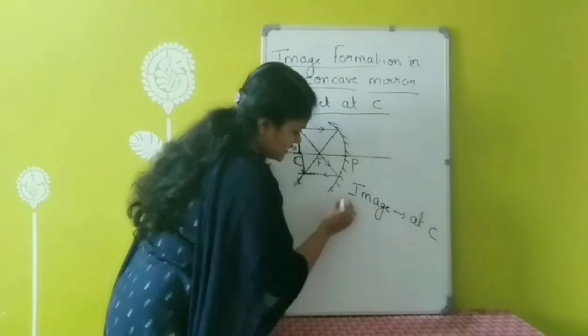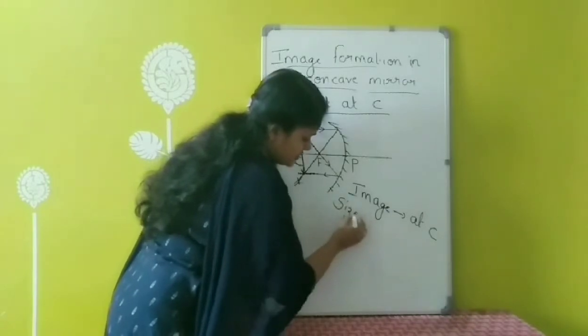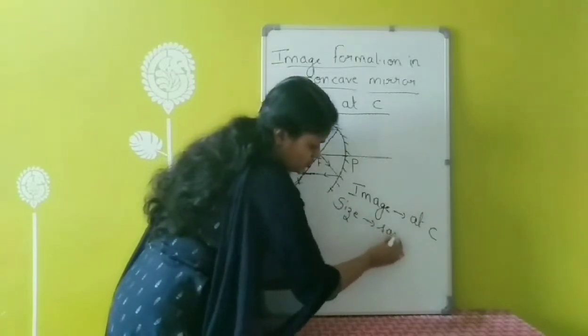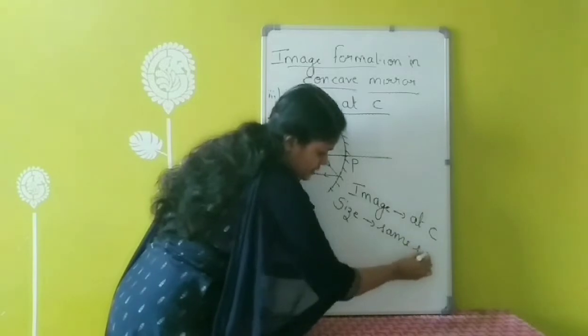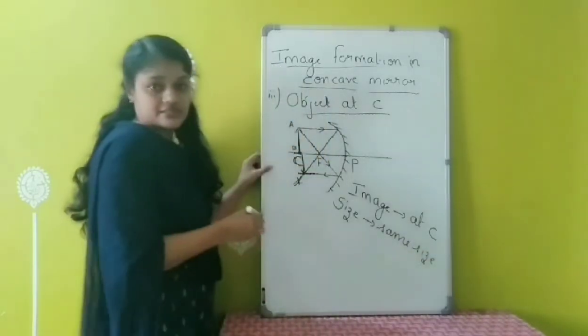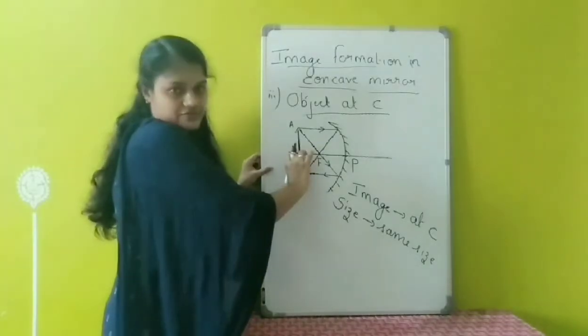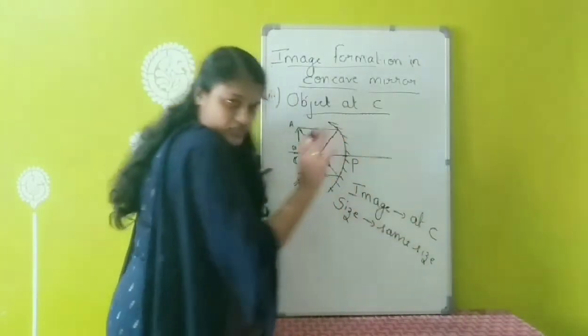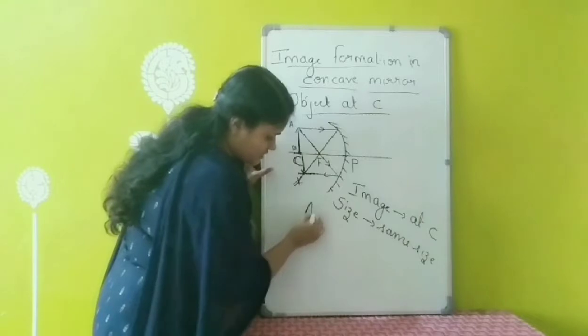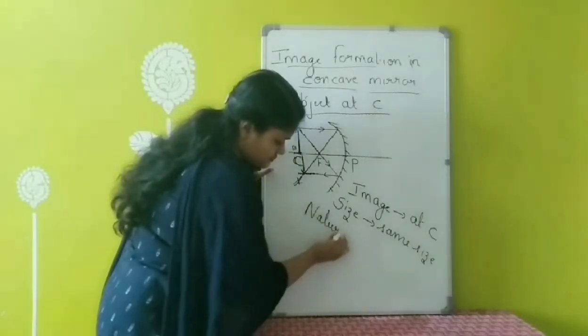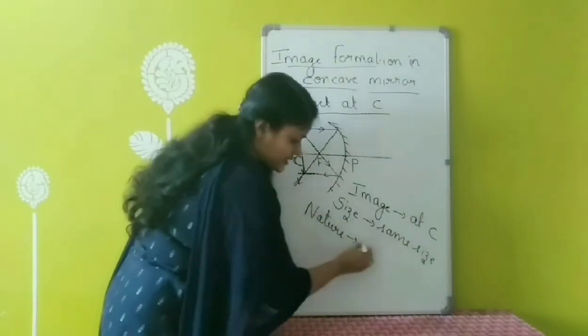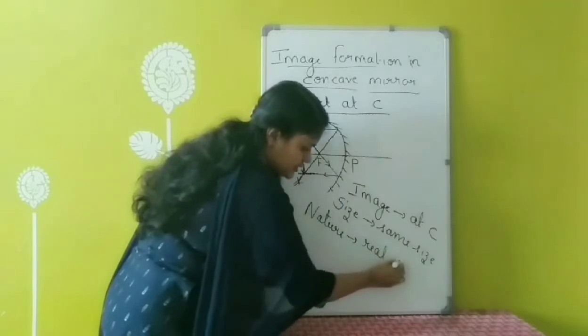Then what about the size of the image? Same size as that of the object. When you are using scale and all, you will get it clearly at C itself. Clear? So same size as that of the object. Then the nature of the image is real and inverted.